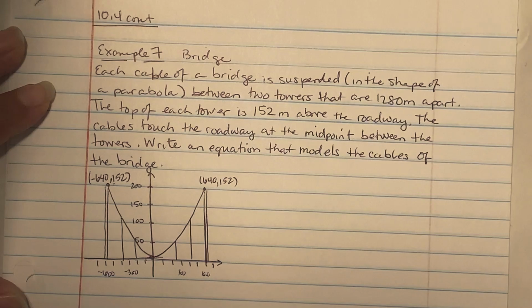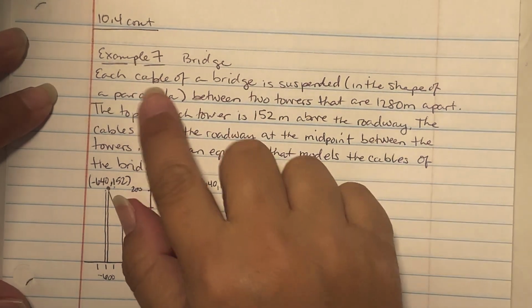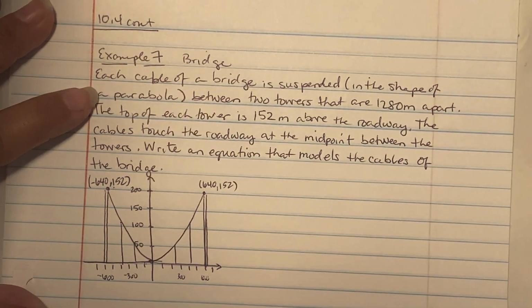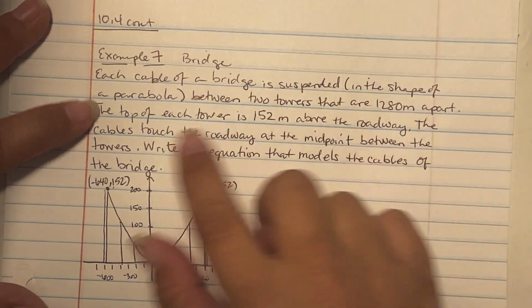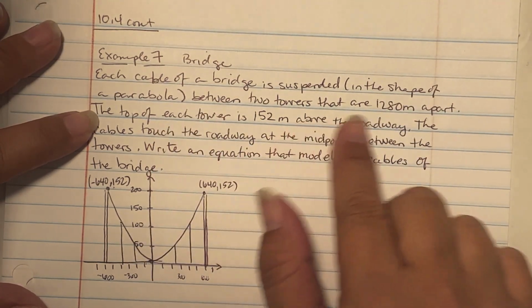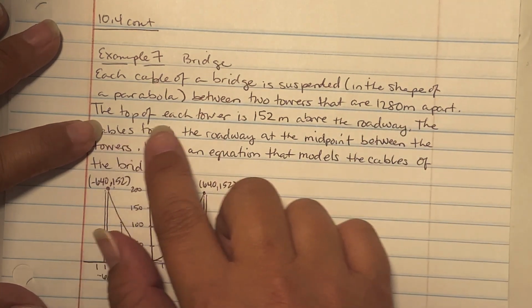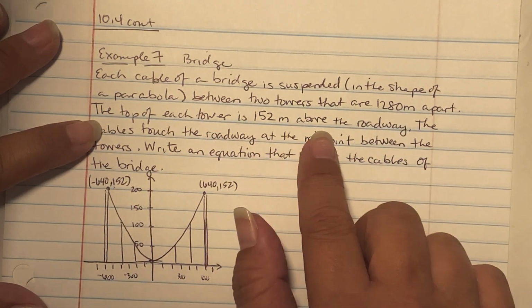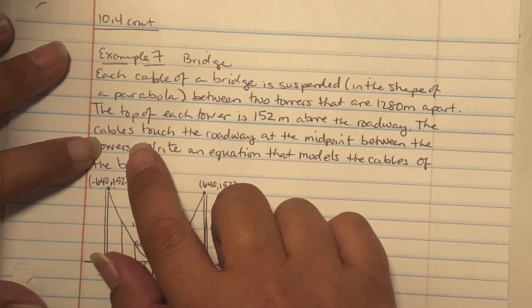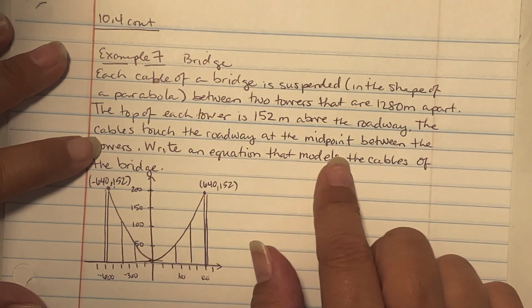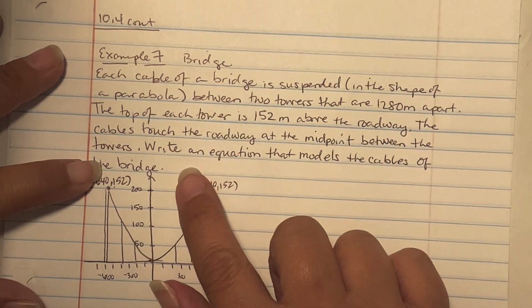Example 7, the bridge. It says each cable of a bridge is suspended in the shape of a parabola between two towers that are 1,280 meters apart. The top of each tower is 152 meters above the roadway. The cables touch the roadway at the midpoint between the towers. Write an equation that models the cables of the bridge.